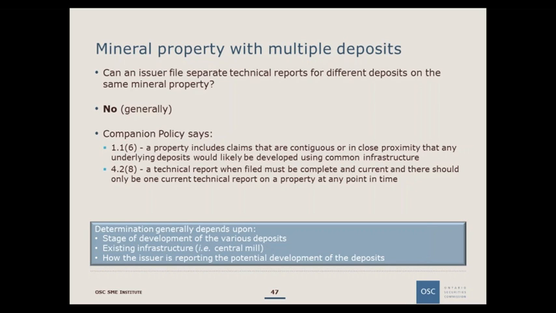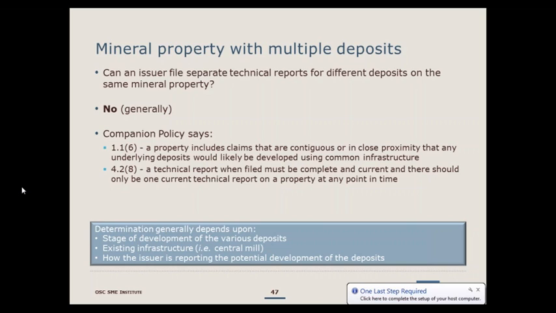Now, if there are multiple deposits on a mineral property, can an issuer file separate technical reports for those? Generally, no. The determining factor is whether those deposits are likely to be developed using common infrastructure, things like a central mill, and there should only ever be one current technical report on a mineral property.